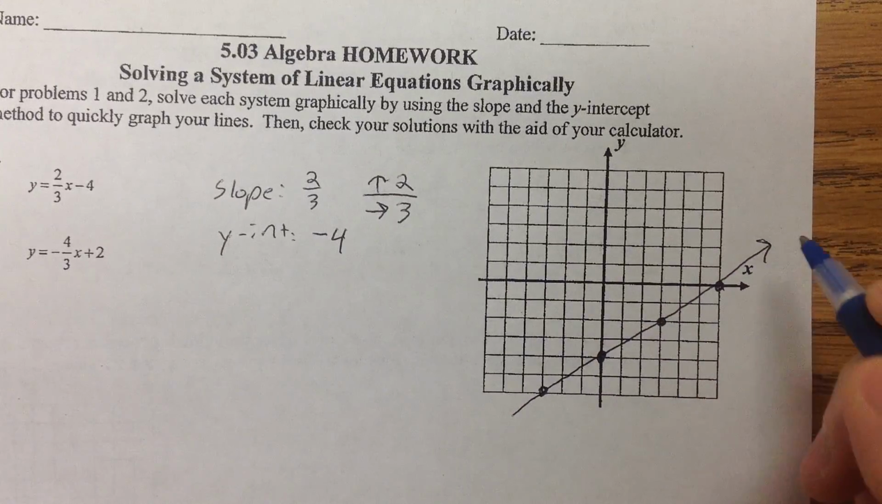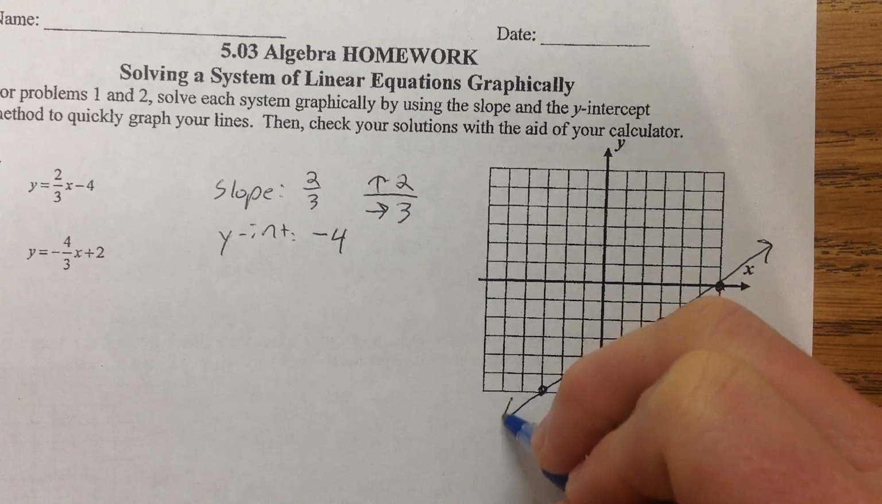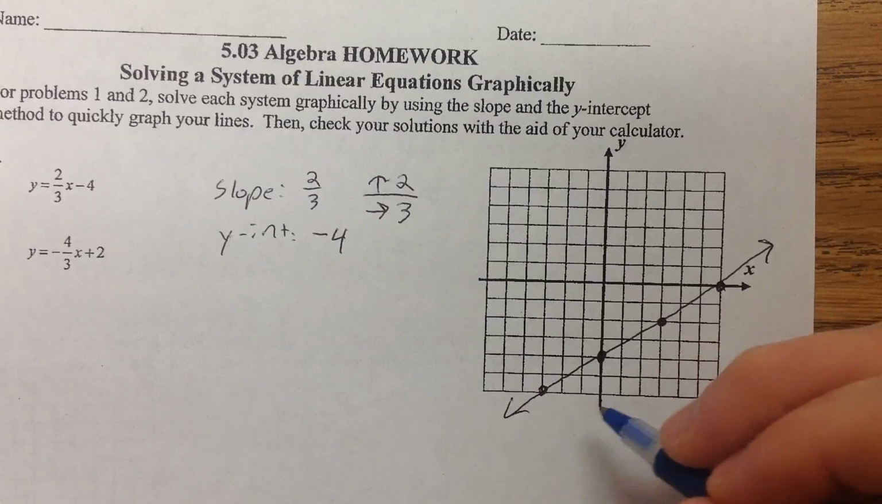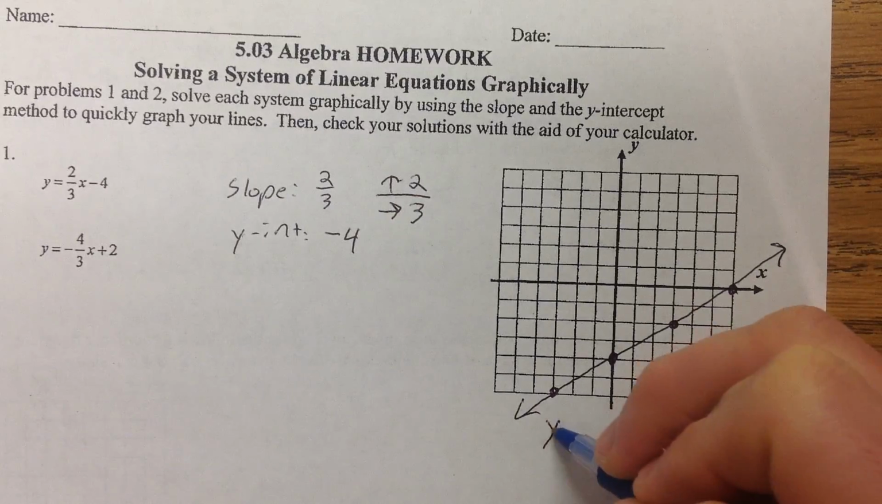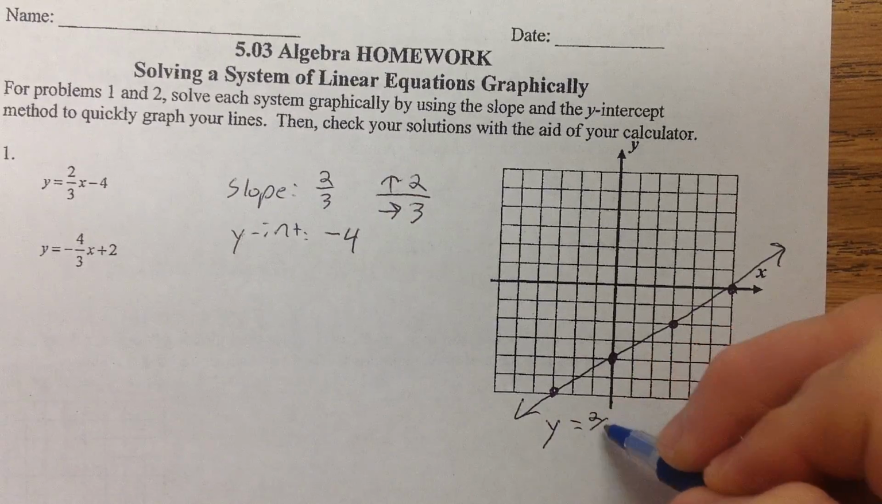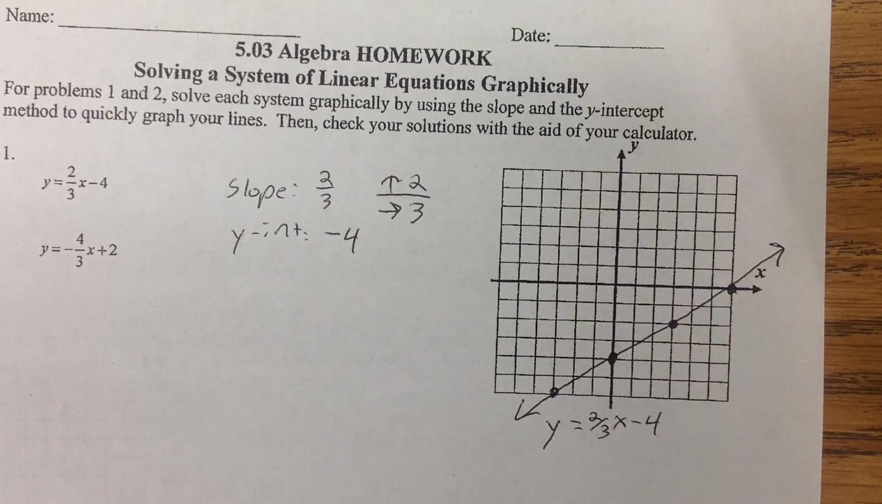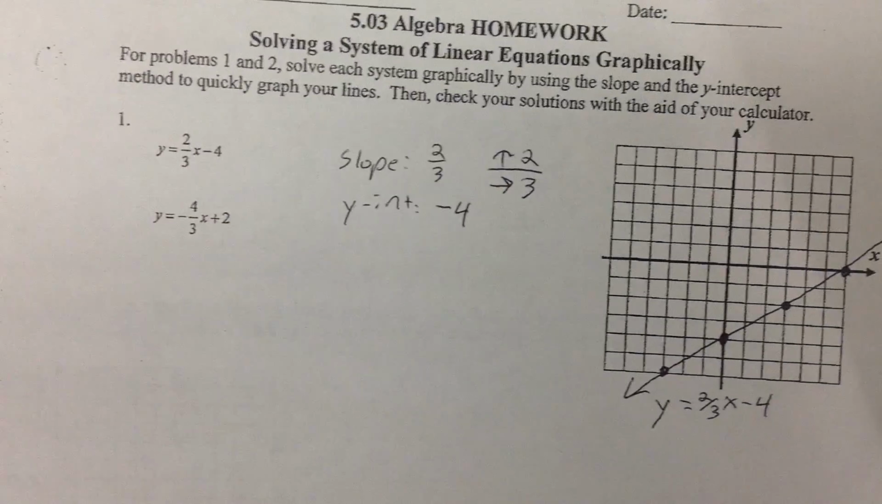I'm going to go through the end of each point and make an arrow to show that the line keeps going. And when I put my label on, I'm going to try to put it off the graph because I still have another line to graph and I don't want it to kind of get in the way of that graph. All right, so there's my first one. y equals 2/3 x minus 4.